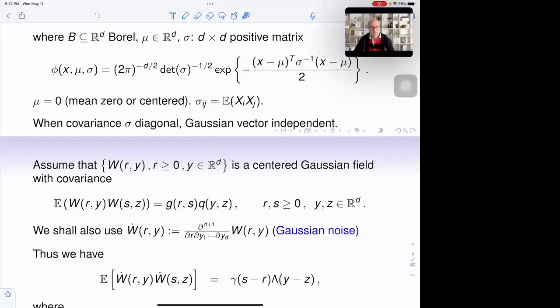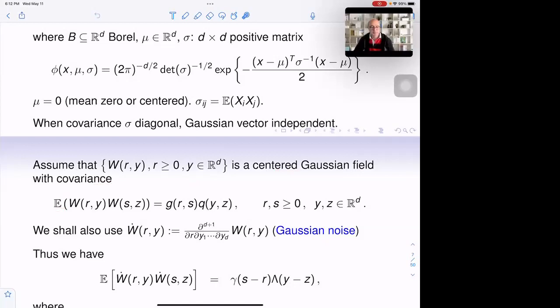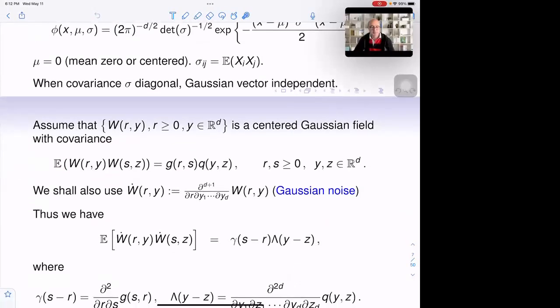For any finite set of given times and given points y1, y2, ..., yk, the vector w(r1, y1), w(r2, y2), and so on is jointly Gaussian, and the covariance is given by this. The mean is equal to 0. So this is well defined. Of course, you have to say under what condition on this you can find such a Gaussian. But this Gaussian is well defined.